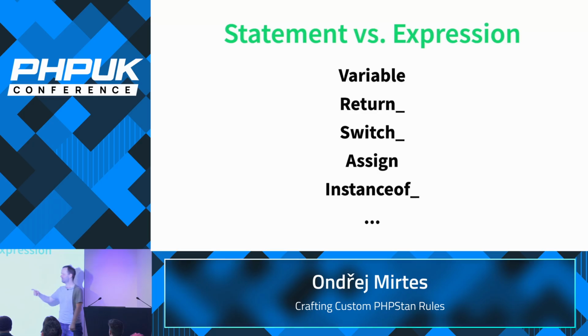What about instance of? Statement or expression? It's an expression because the type of instance of is a boolean. You can also put it somewhere, you can also call a function with it, so it's an expression and it resolves to a boolean. It's either true or false.